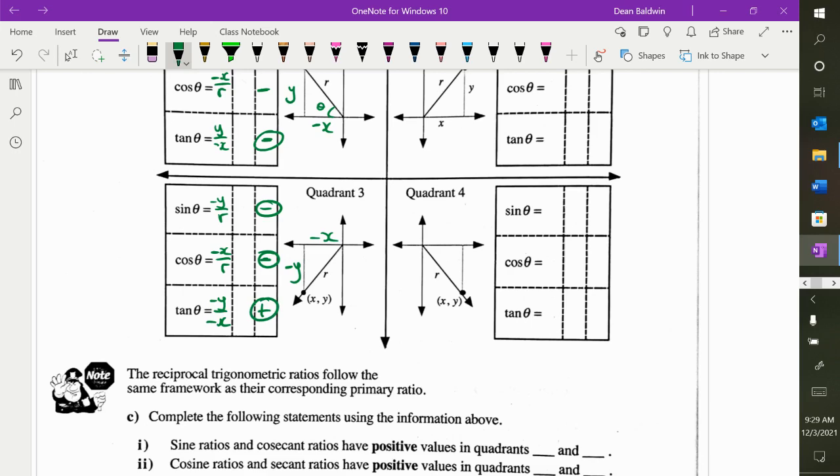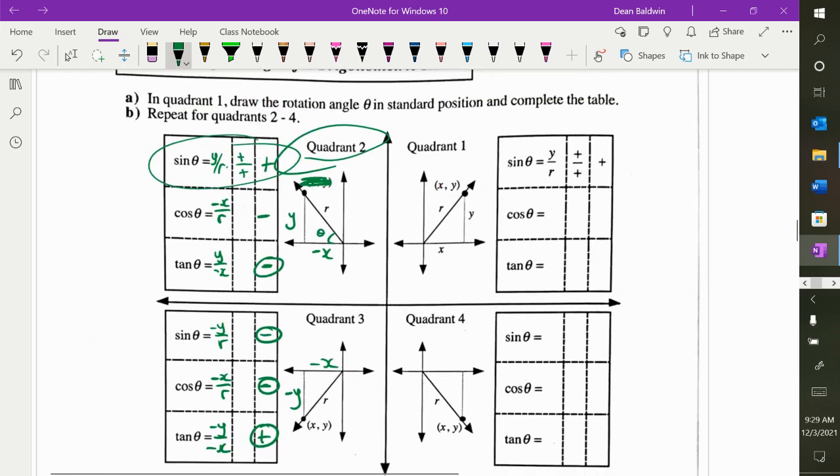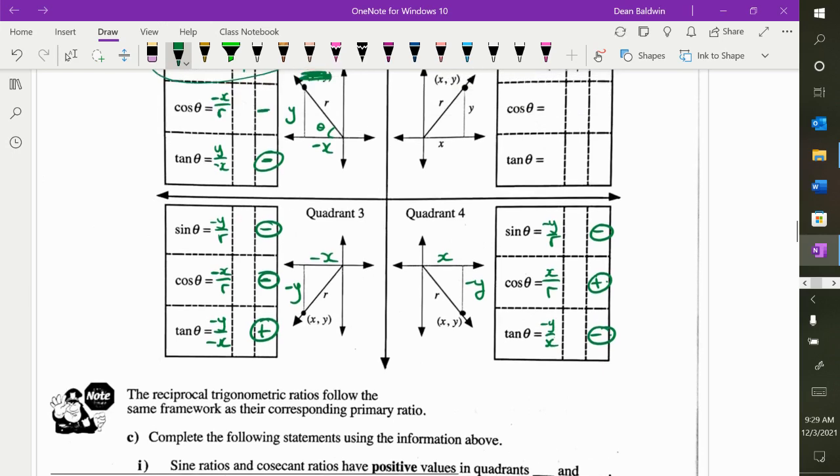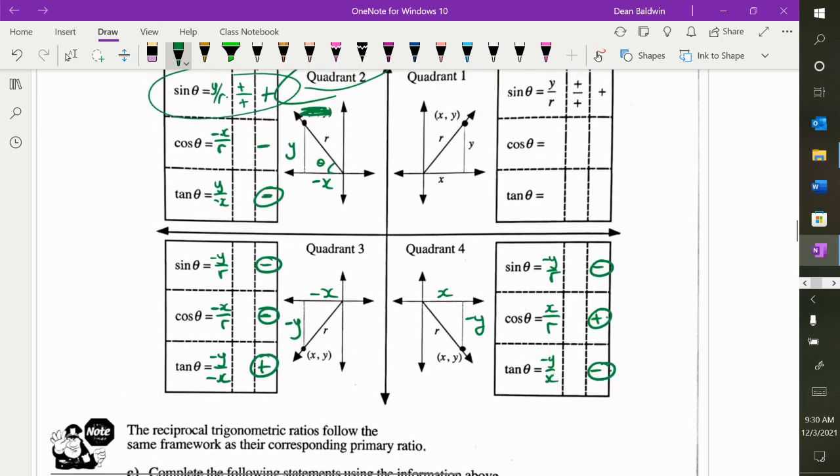So let's see if we can figure this out. In the second quadrant, only sine was positive. In the third quadrant, only tan was positive. What's going to be positive in the fourth quadrant? Cosine. And cosine is going to have an x and a negative y. Cosine is going to be x over r, which gives you positive. Sine is going to be negative y over r, which is negative, and tan is going to be negative y over x, which is negative. So there you go, cosine. What about the first quadrant? Everything's positive, right? Because both x and y are positive, so they're all positive.